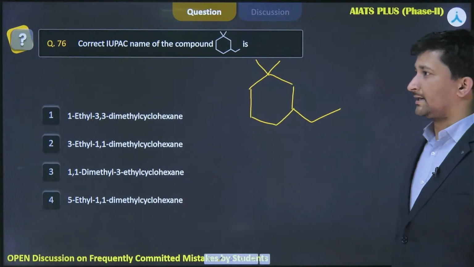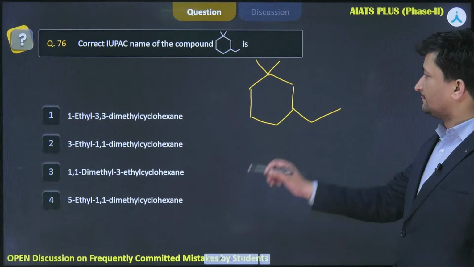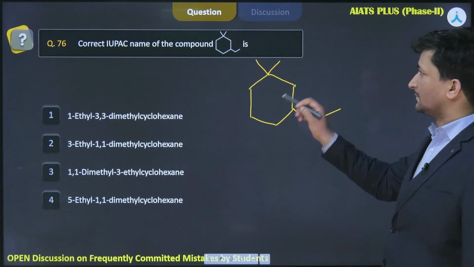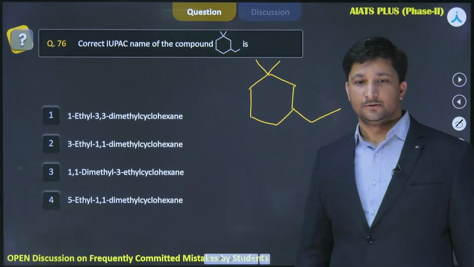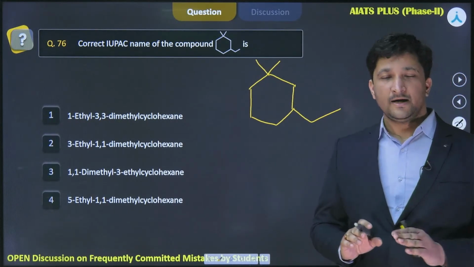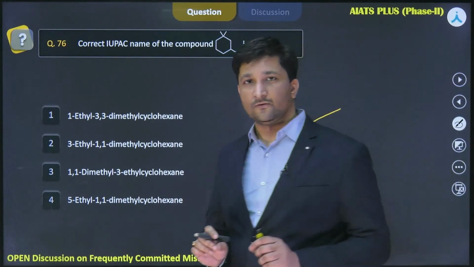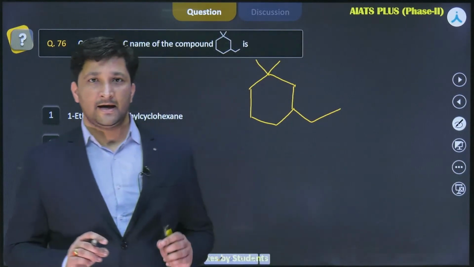Exactly, Rahul. Lindlar's catalyst, B is. So the correct IUPAC name of the compound. Now here you have to think that from where the numbering should be done. Basically for the IUPAC nomenclature we require word root, suffix and prefix.